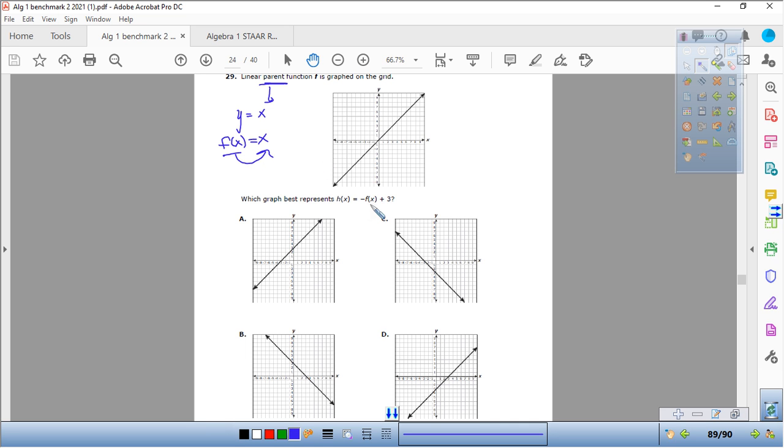So this is basically sneaky saying that h of x is equal to f of x, and the parent function f of x is basically x. And then plus 3. So looking for this one: a y-intercept of 3. Out. And then a negative slope. Positive slope, negative slope. B is my answer.